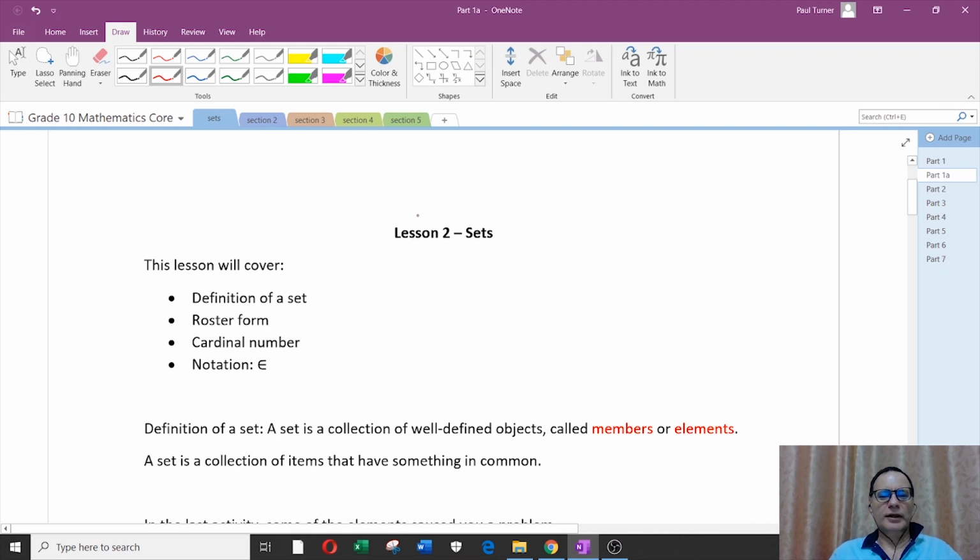Okay, welcome back. This lesson is lesson 2, and we have four topics to cover. We have definition of a set, roster form, cardinal number, and this notation, which looks like the letter E, and we'll talk about that soon.